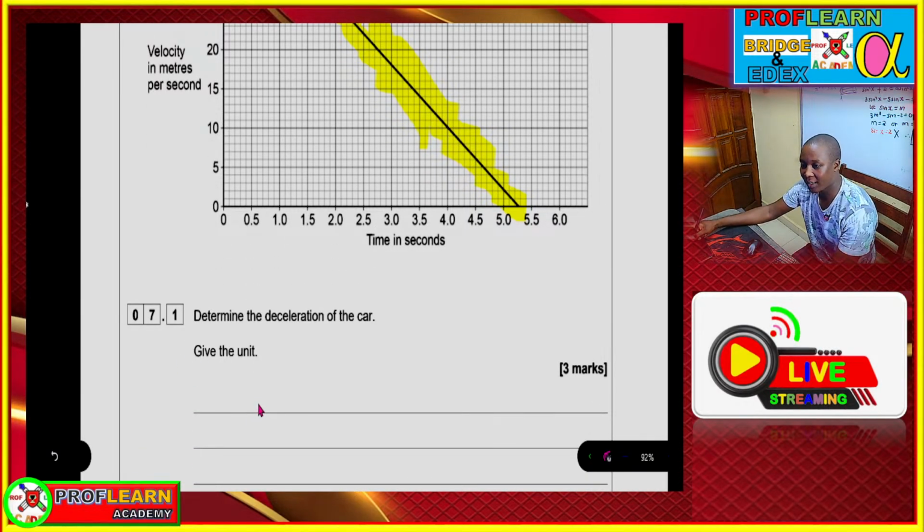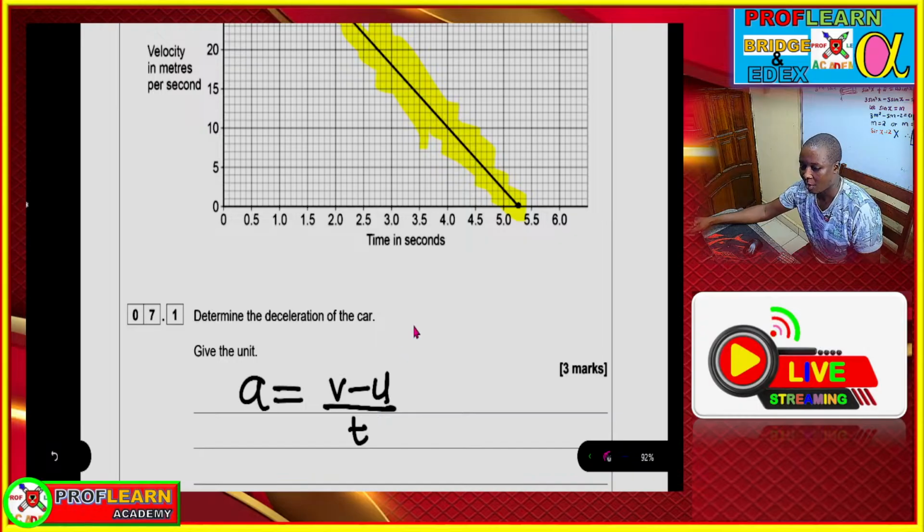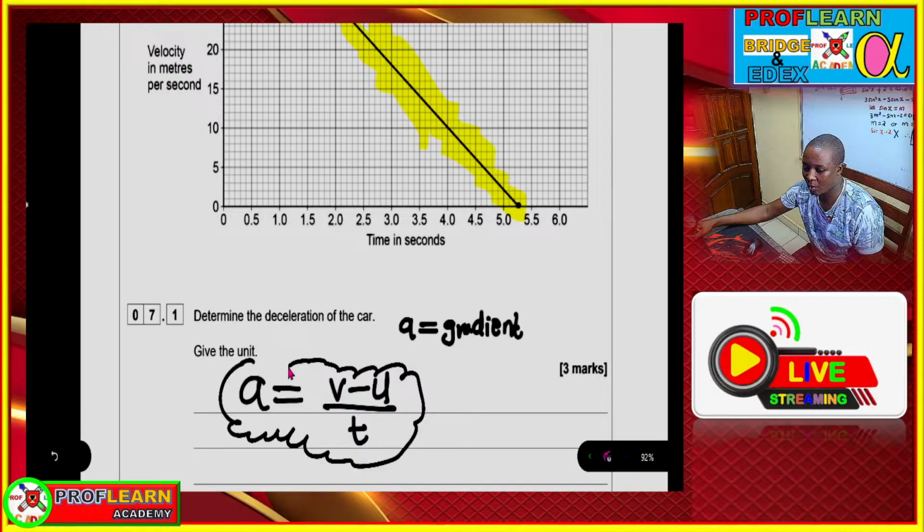We are going to find the gradient, or we can even say if the final velocity for this car is going to be 0, then we can say acceleration is equal to final velocity minus initial velocity over time. Or you can say acceleration is equal to what? Gradient. You work out the gradient of the line. So in that case, I've decided to use this formula for acceleration in order to work it out.